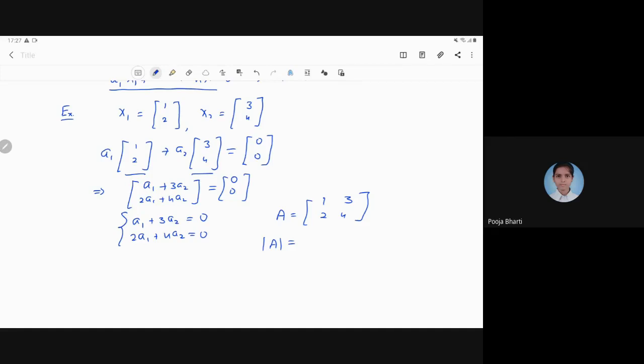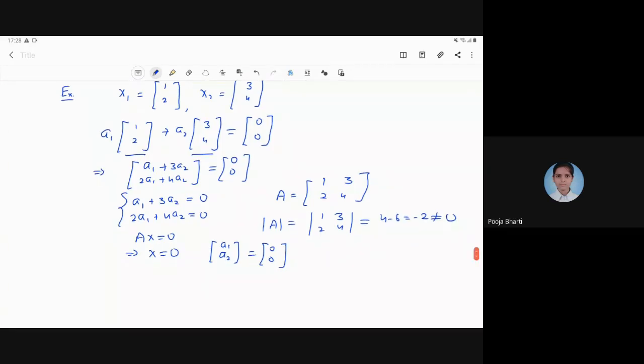So if I calculate its determinant for 1, 3, 2, 4, that means 4 minus 6, which is minus 2, non-zero. If the determinant is non-zero for the homogeneous system AX equal to 0, what do you say about X? X has only one solution. And what is X here? The column matrix a1, a2. So this has only one solution, 0, 0. Is it clear? So this way you can show the vectors are linearly independent.